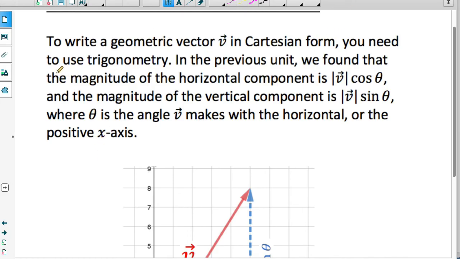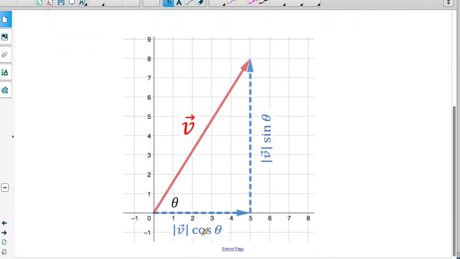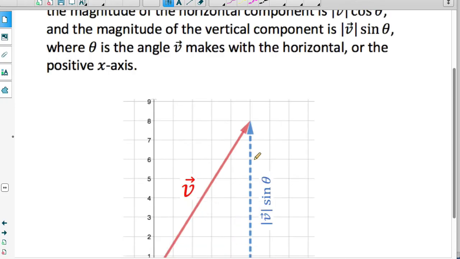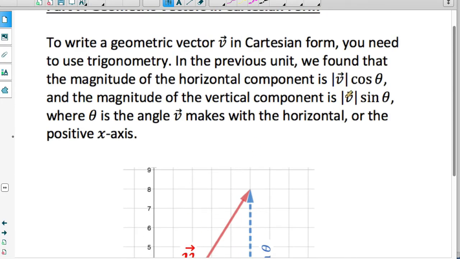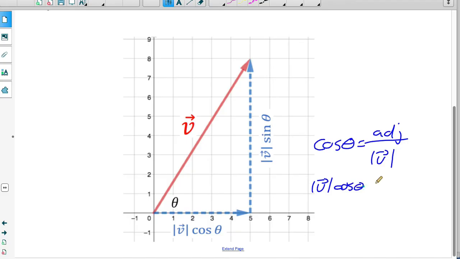So in the previous unit, we found that the magnitude of the horizontal component is equal to the magnitude of the vector times cos theta, and the magnitude of the vertical component is equal to the magnitude of the vector times sine theta. And from this diagram, we can see that if we have vector v here, notice that the horizontal component of it, cos of theta would equal the adjacent side, the horizontal component, divided by the hypotenuse, so the magnitude of the hypotenuse. Rearrange this, multiply magnitude of vector v over, and we figure out that the adjacent side is equal to magnitude of v cos theta. That's where this comes from.